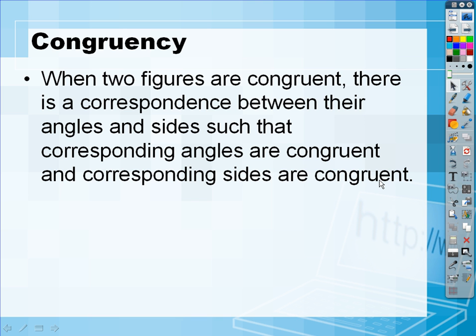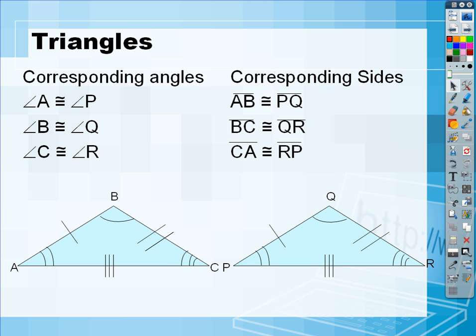Okay, when two figures are congruent, then there's a lot of stuff we know about them. It means that every little part of each figure correlates to a part on the other figure. So, for example, all of the sides that correspond are congruent, and so are all of the angles. Okay, and we just call those corresponding angles and corresponding sides.